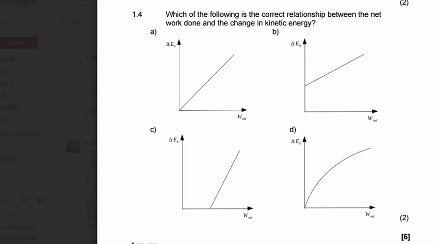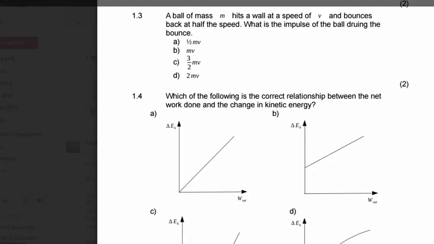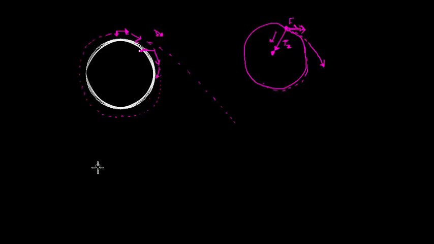Okay. Nevertheless, this question: a ball of mass m hits a wall with a velocity of v and bounces back at half the speed. What is the impulse of the ball at the bounce? So, how do we calculate impulse?